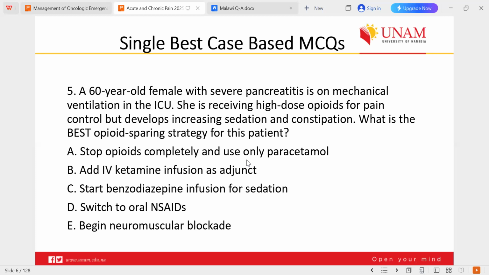How does ketamine work? Which receptors does ketamine work on? Anybody? NMDA receptors. Beautiful. I'm proud of you guys. You guys are doing well.